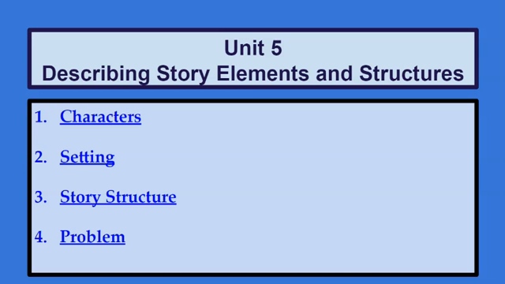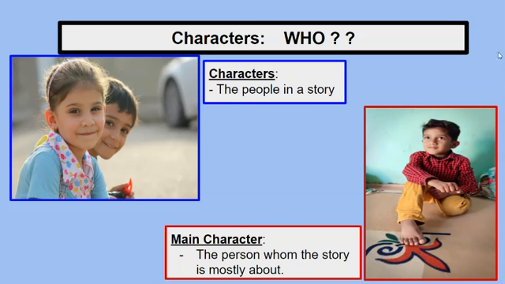Right. Characters, that's the who in the story. Who is in the story? Characters are the people in the story, and then there's always a main character. This is the person whom the story is mostly about.